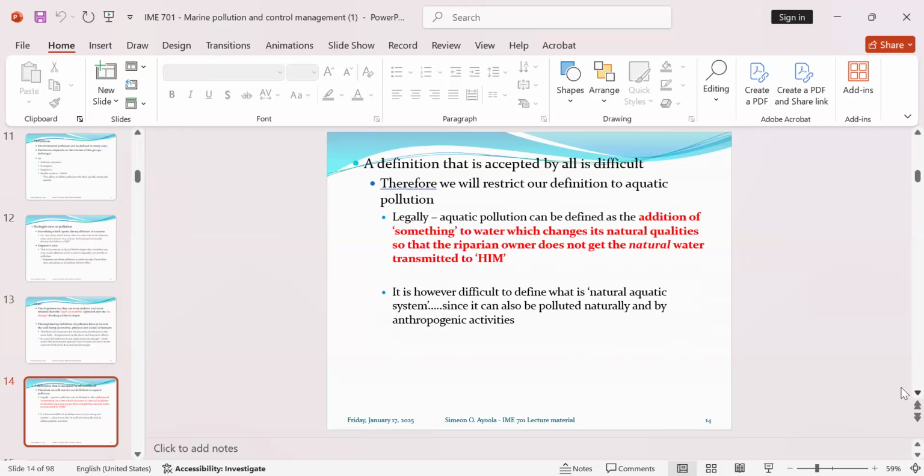Now, a definition that is accepted by all is difficult. Therefore, we need to restrict our definition to aquatic pollution. Now, legally, aquatic pollution can be defined as the addition of something to water which changes its natural quality so that the riparian owner does not get the natural water transmitted to him. Now, it's not quite different from the aquatic pollution definition I gave you in part A of this lecture. But this only makes it a little simpler for a layman to understand. It is, however, difficult to define what is a natural aquatic system, since it can be polluted naturally and by anthropogenic activities.